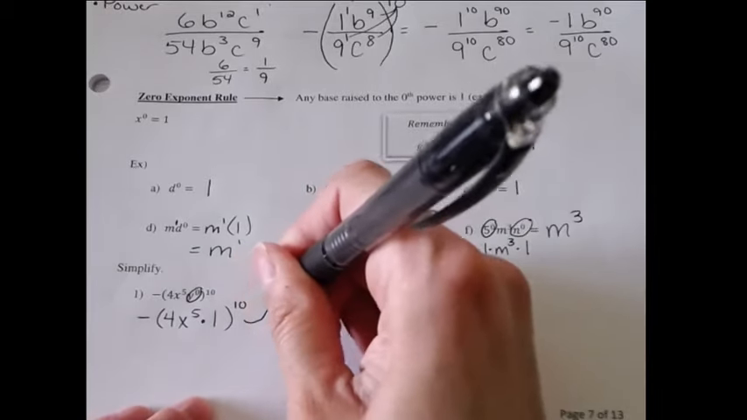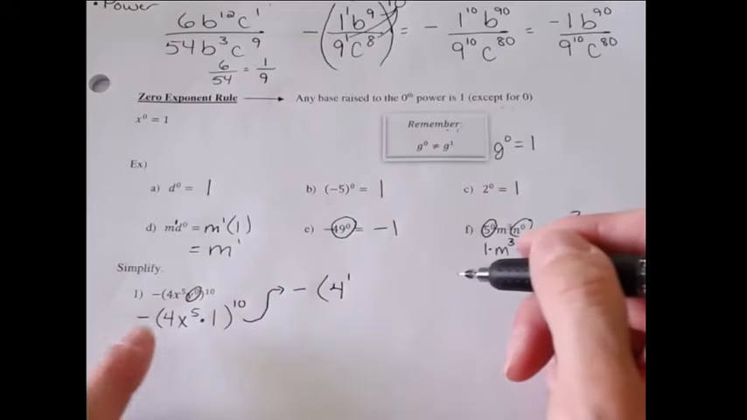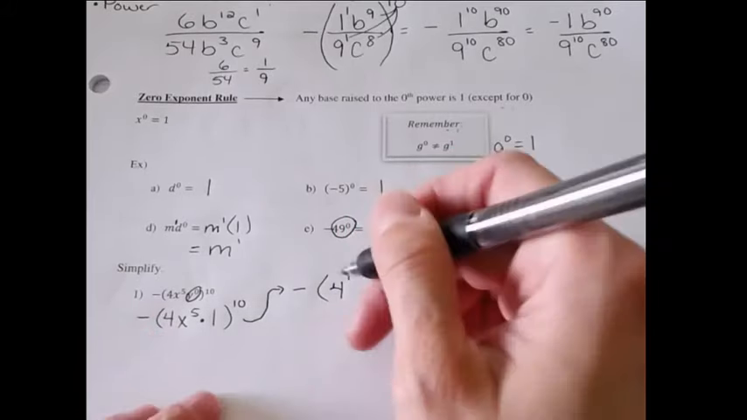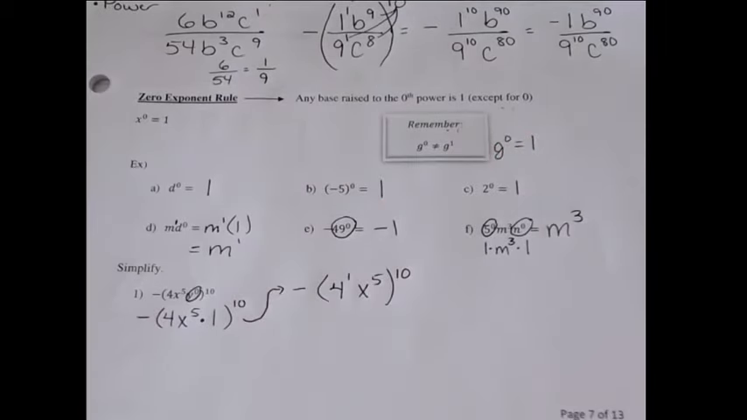So let's just rewrite this. Negative 4 to the 1st power, right? The base, every base has a power. X to the 5th power, and this entire expression being raised to the 10th power. Notice here I just said 4 times x to the 5th times 1 is simply 4x to the 5th. But I'm going to write here that my power for the base 4 is a 1.